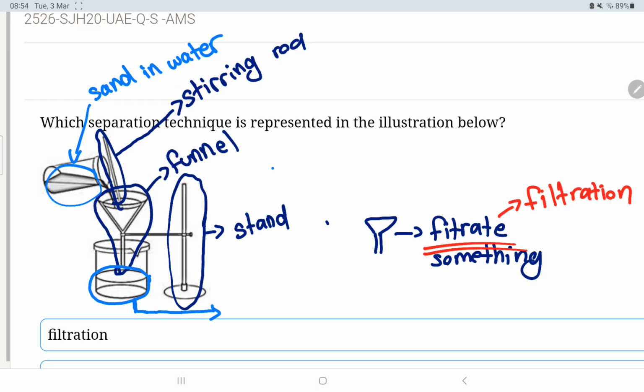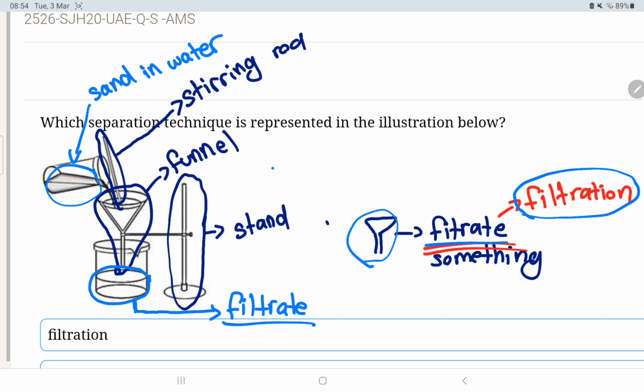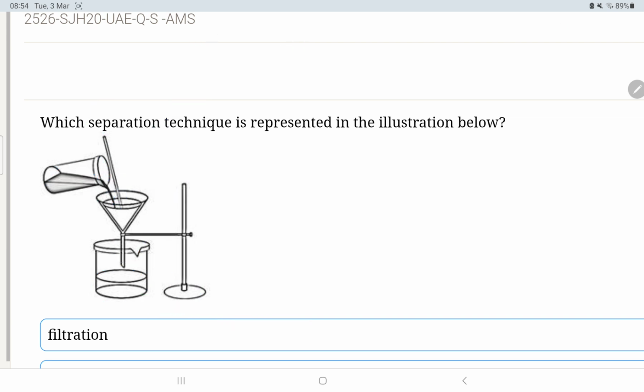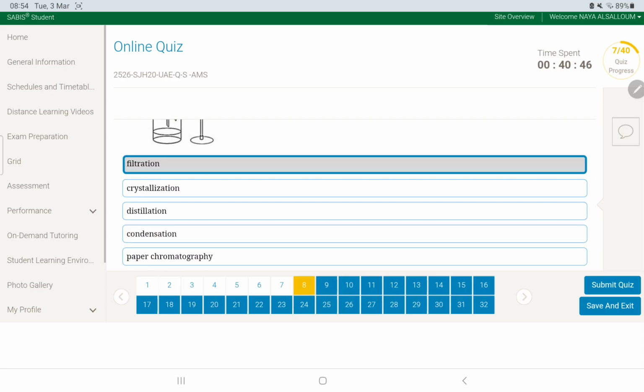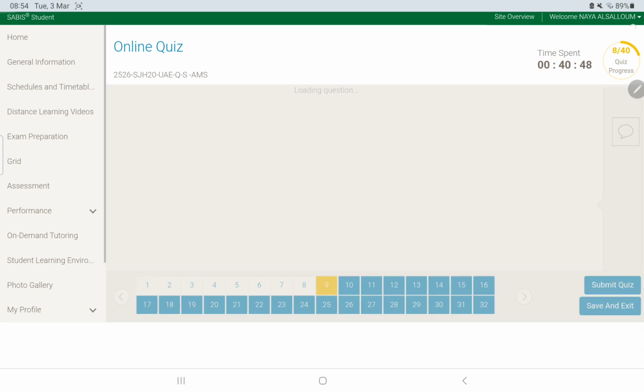Right? The water that poured down, we call it the filtrate. Also, filtrate something. You use the funnel to filtrate something. And what's the water called here? The filtrate. And what do these two words remind you of? Filtration. So what separation technique is this? Filtration. Okay?